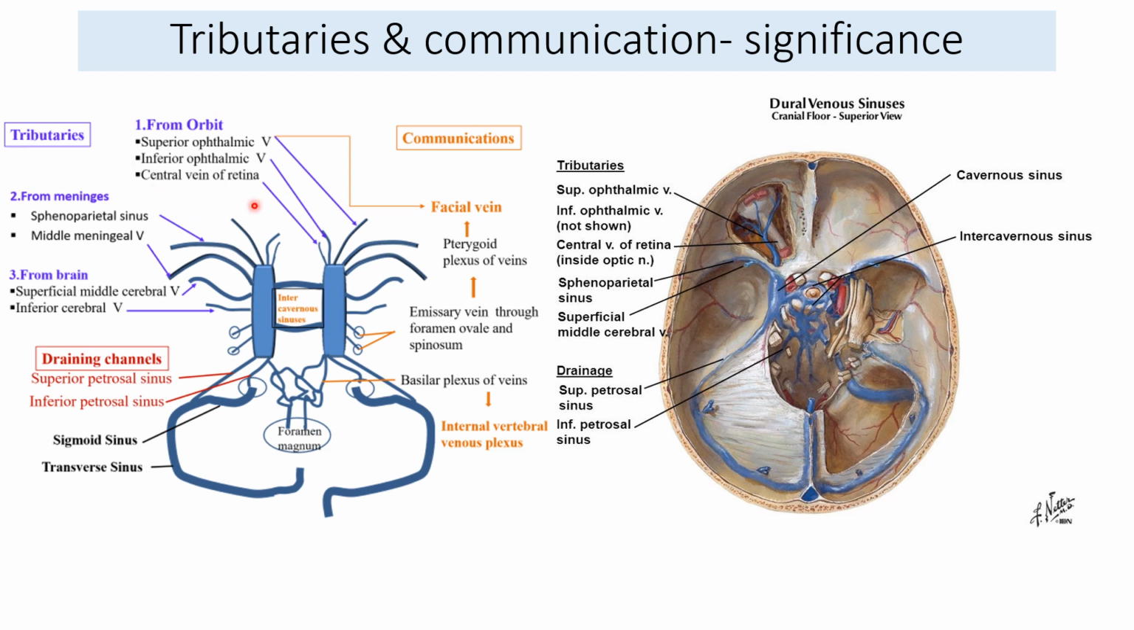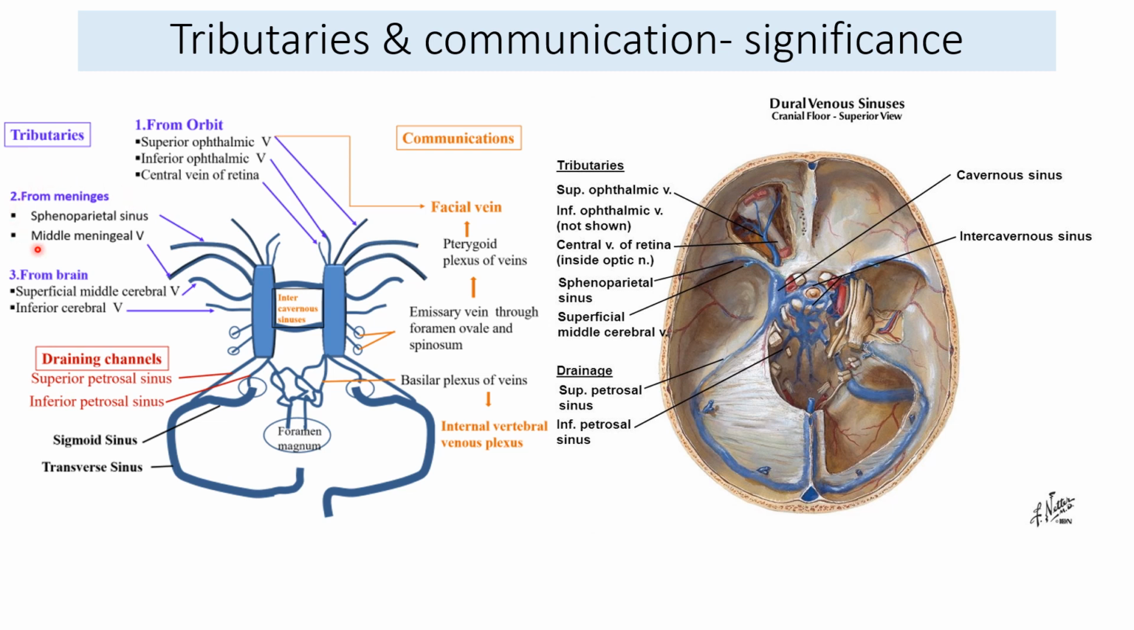There are veins from the orbit. So let us write down the superior ophthalmic vein, inferior ophthalmic vein. These are the two veins which have external communication with the facial vein, and internally they are draining into the cavernous sinus. So this is the channel which is connecting the extracranial vein with the intracranial channel. Then there is central vein of retina which will also drain into the cavernous sinus.